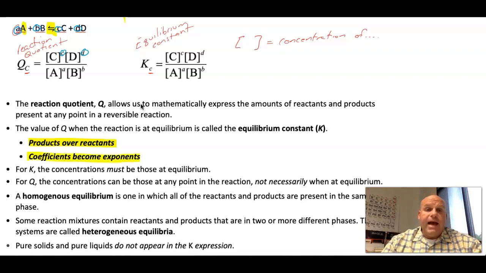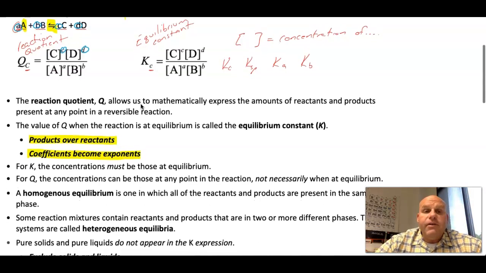Now, this is the start of a long process dealing with various expressions that are going to be done the same way, right? So we have KC, we have KSP, we have KA, we have KB, and all these expressions are going to be set up the same way. So products over reactants, coefficients become exponents.